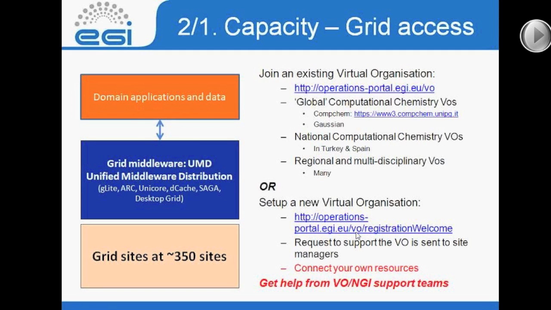And if the virtual research community would like to set up a new virtual organization, it can do so by going to this website in the operations portal and registering the new VO. And once that registration is done, it will trigger a request to all the sites, all the 350 sites of EGI, for getting support for the VO. And those countries and those sites that have a priority for supporting computational chemistry science can join the VO and donate resources for this virtual organization.